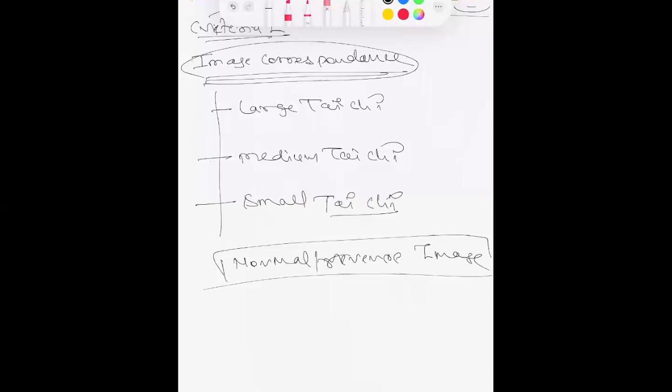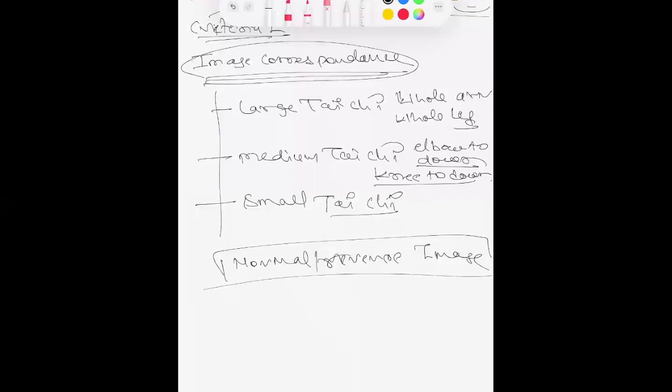Then in the large Tai Chi, we are taking whole arm or whole leg for the treatment purpose. We can put the needle anywhere in the whole arm. But in the half Tai Chi, we are just taking elbow to down or knee to down, half part. So elbow to down till the fingers, knee to down till the toes.